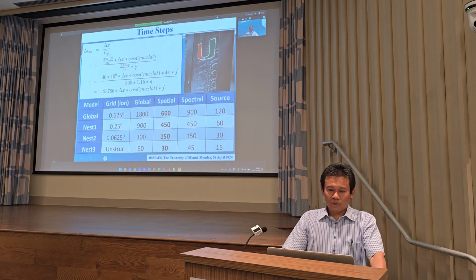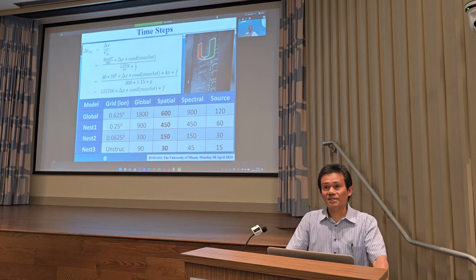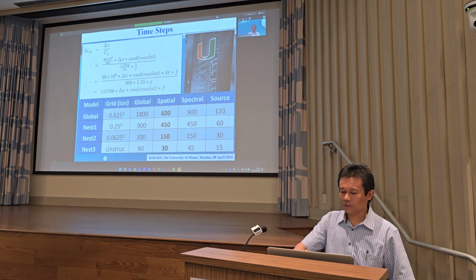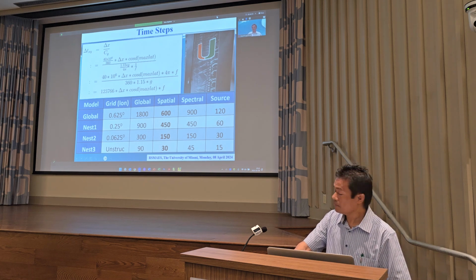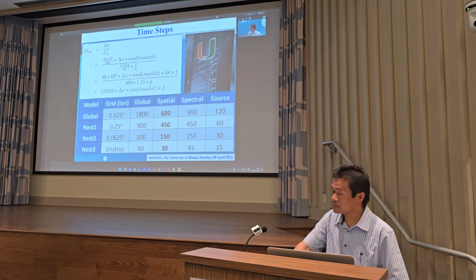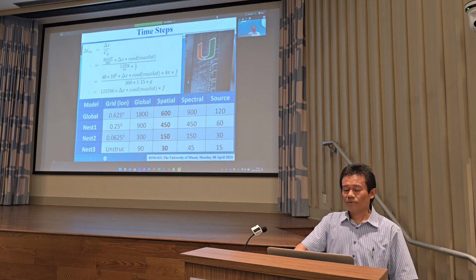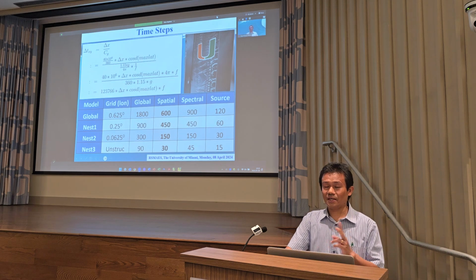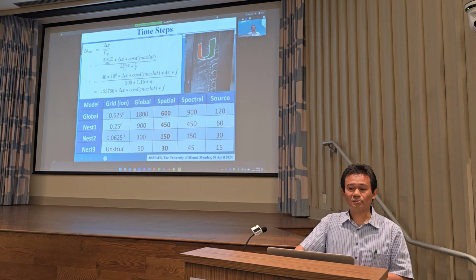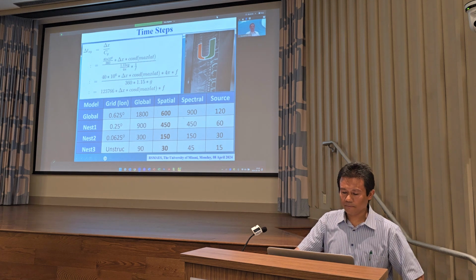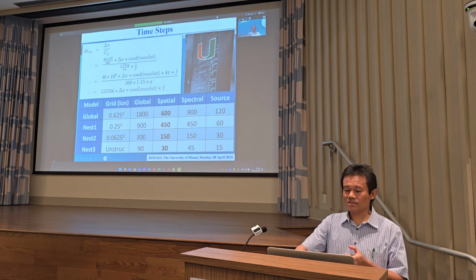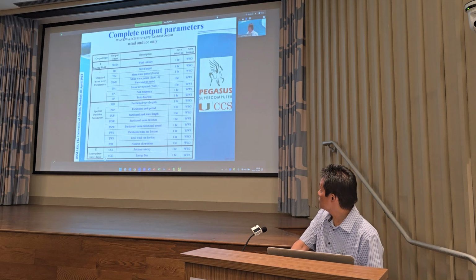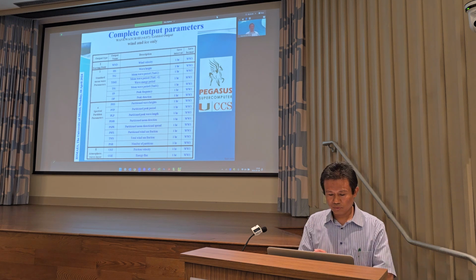One other parameter is very important, because in this case we are using the explicit scheme. So how do we determine the time steps for the model? Talking about the numerical solutions, we use this formula, and we first determine the time step for the spatial. From the spatial, we can calculate the global by taking 2 or 3 times, the spectral we take from half of the global, and for the source term we take a small number. That's how we determine the time step. If we violate this time step, the model will be unstable. We save the output every hour, but I probably won't go into the details of this.